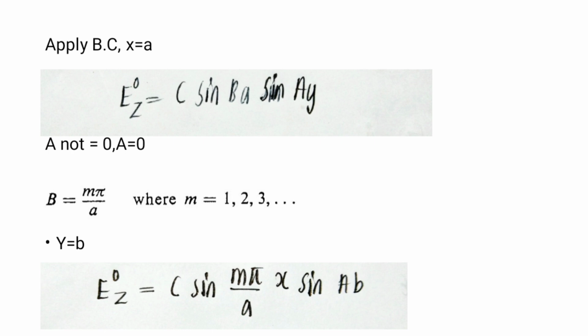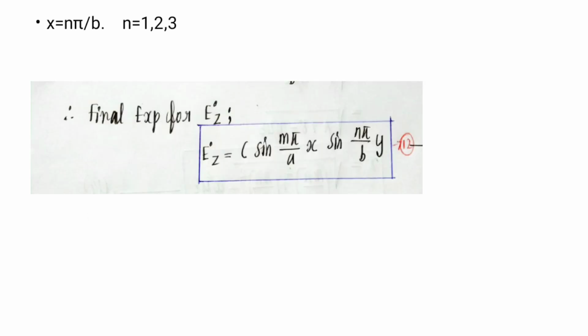Apply boundary condition x = a, then E0z = c sin ba sin ay. To vanish for all values of y, assume a is not equal to 0, so sin ba = 0. b must have the value b = mπ/a. Here m = 1, 2, 3, etc. If y = b, then E0z = c sin(mπx/a) sin ab. To vanish for all values of x, a = nπ/b, where n = 1, 2, 3, etc. Therefore, the final expression for E0z becomes E0z = c sin(mπx/a) sin(nπy/b).